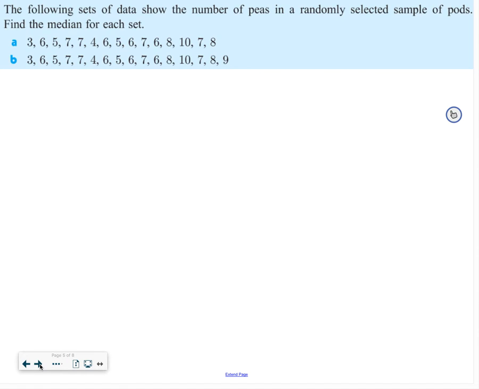The first thing that we always want to do is order the set of data. So for A, if I put these in order, I'm going to get a 3. I always like to go through and cross them off. And then my next biggest is a 4. And then I have 2 5s. Then it looks like I have 4 6s. I also have 4 7s.